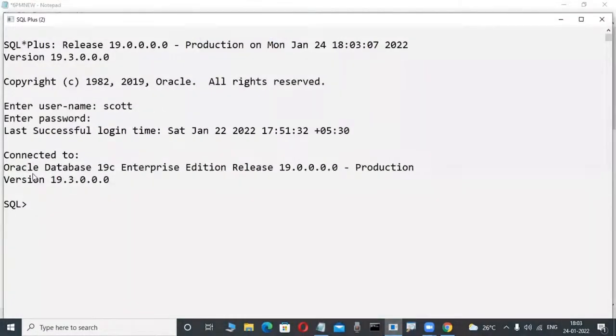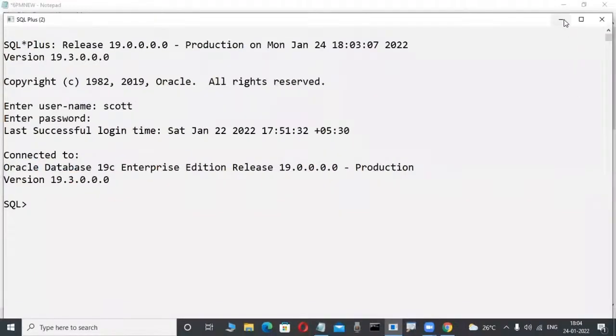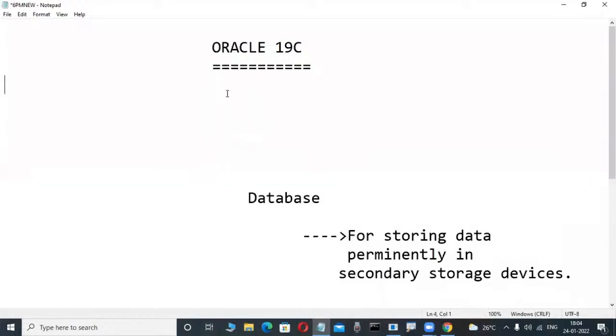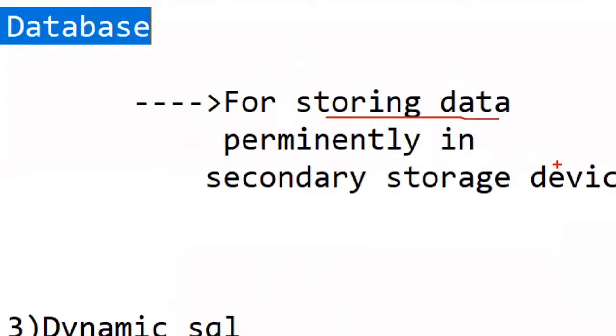Oracle is a product from Oracle Corporation. What type of product is that? Database product. What is the purpose of database products? Either Oracle, SQL Server, or DB2, so many products are there. The purpose of these database products is storing data, storing data permanently in hard disk, in secondary storage devices. But not only permanently storing the data, but also efficient retrieval of the data.